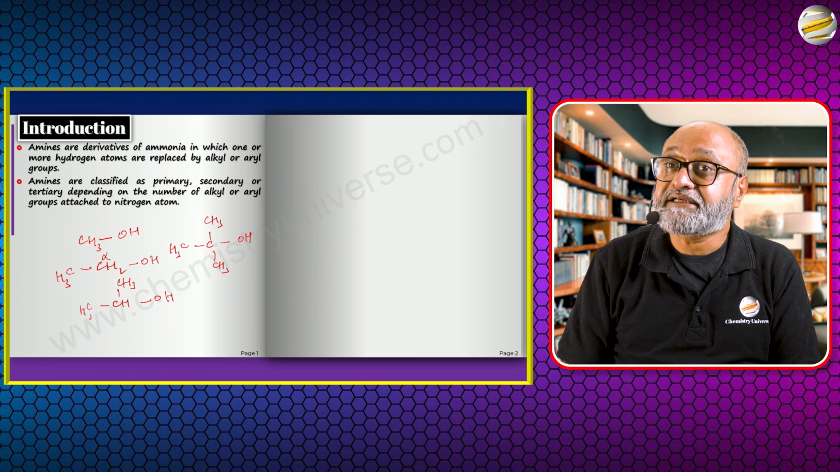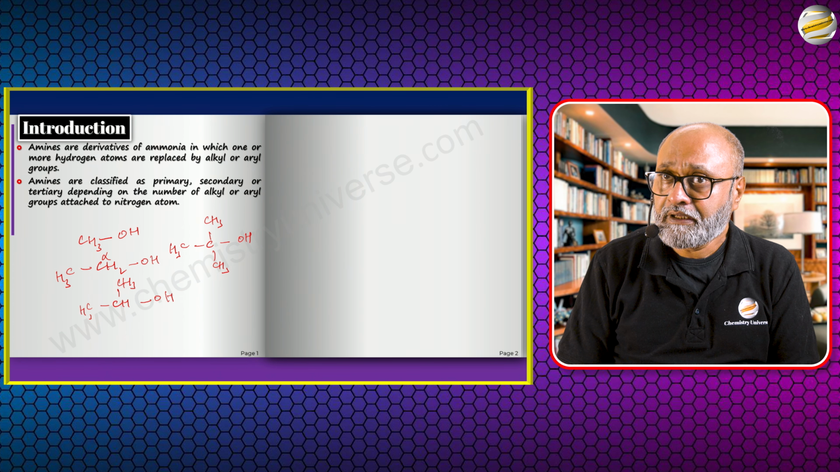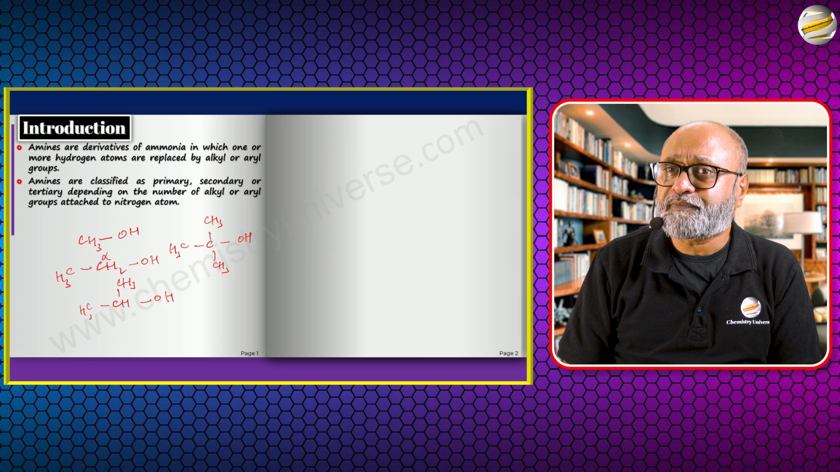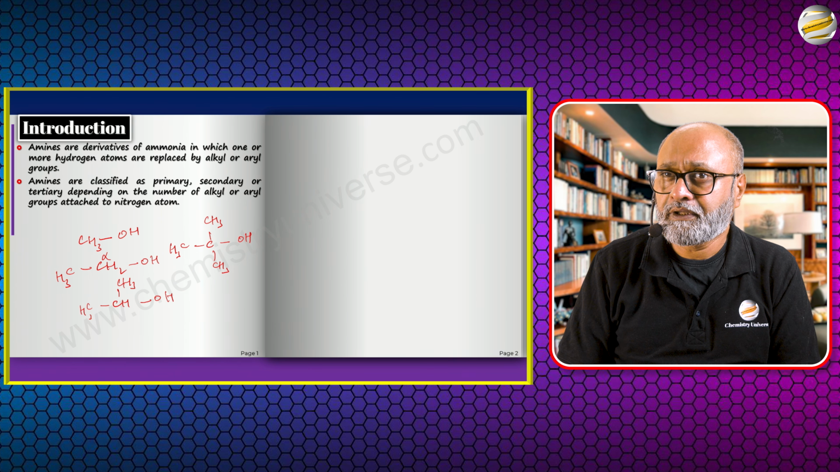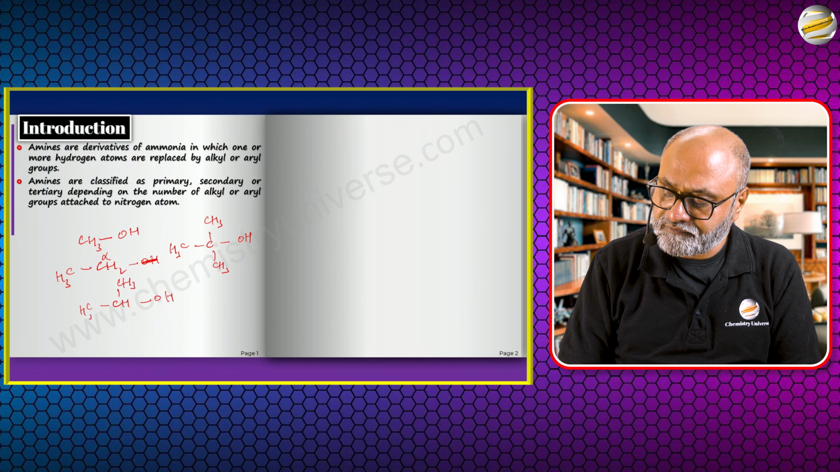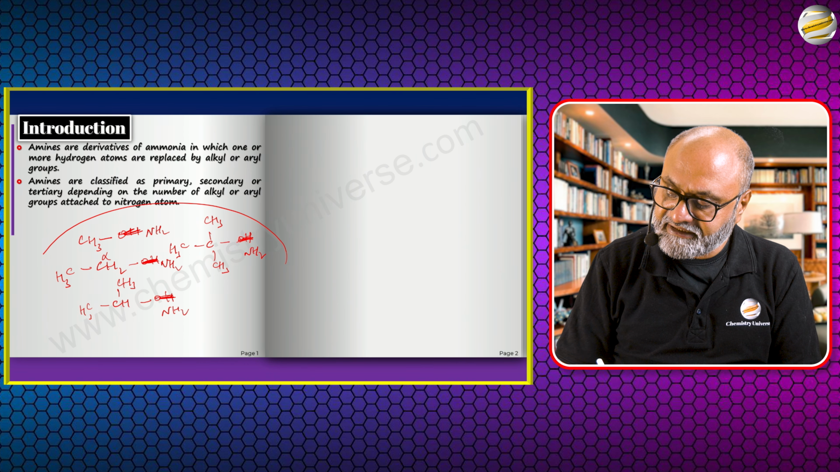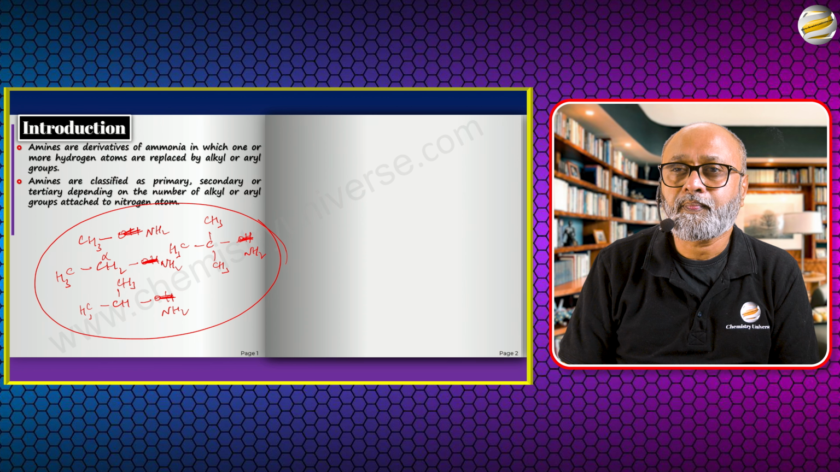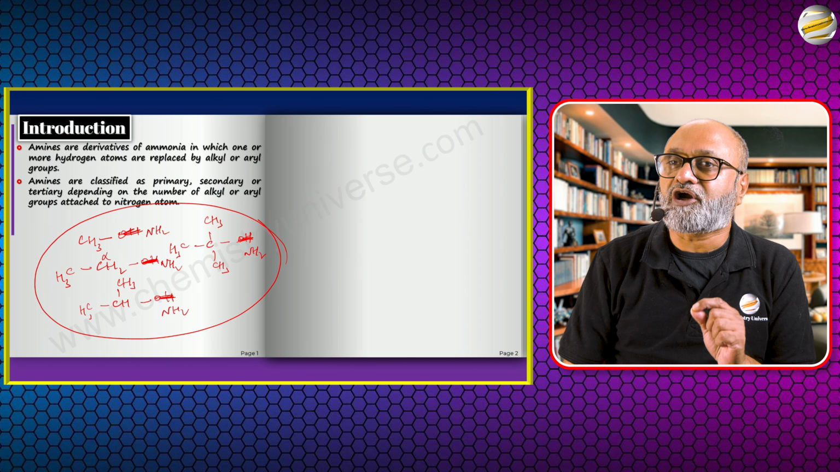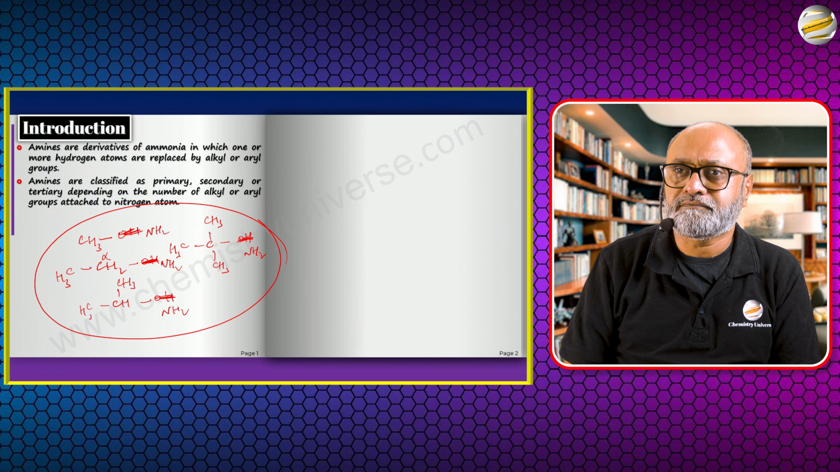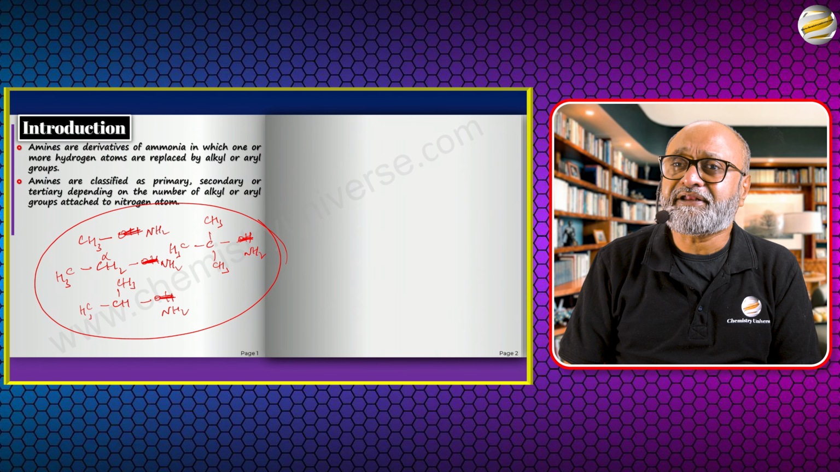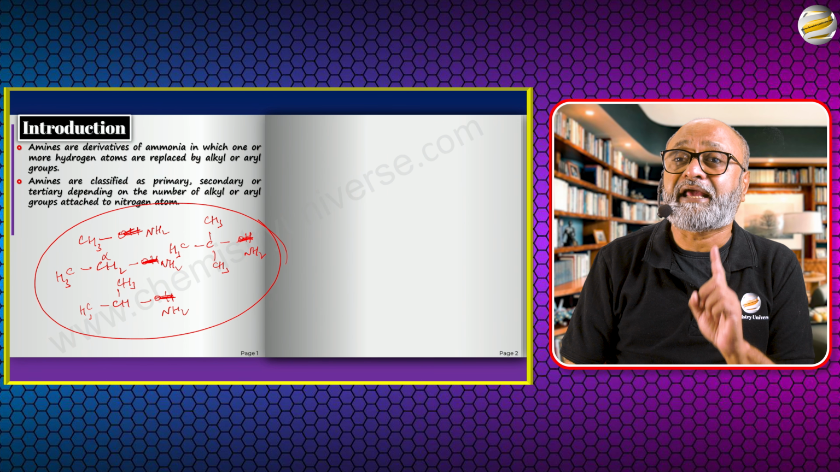With amines, it's different. In all these cases, if I replace the OH with NH2, so let's say this is NH2, this is NH2, here also you have NH2, here also you have NH2, all these are primary amines. Can you see the difference? Because the primary amine is not defined by the nature of the alpha carbon. It is defined by the number of alkyl groups present on N.